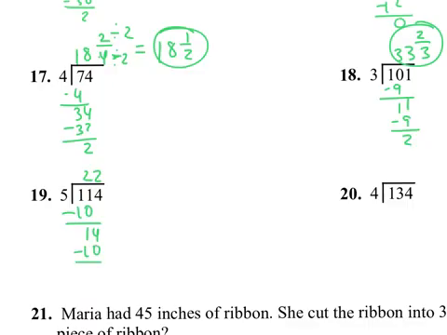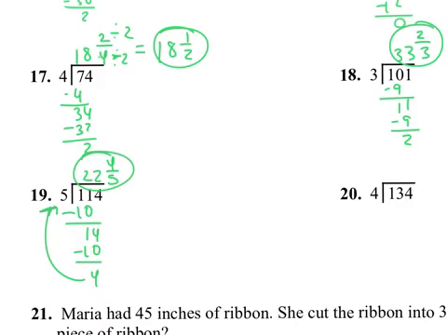My remainder is 4. How do I know that's my remainder? Because it's smaller than the divisor. So my answer so far is 22 and 4/5. So what's the greatest common factor between 4 and 5? Well, the greatest common factor between 4 and 5 is 1. So I'm done. Number 20.